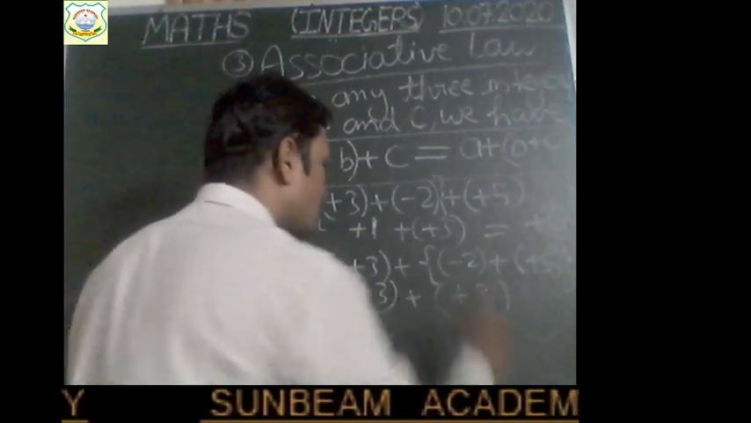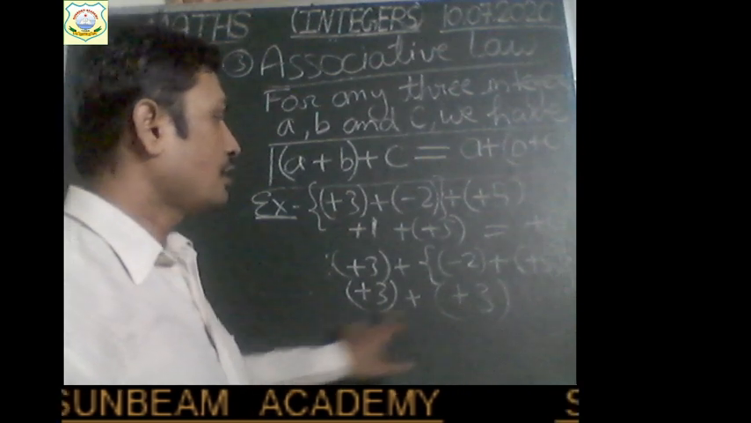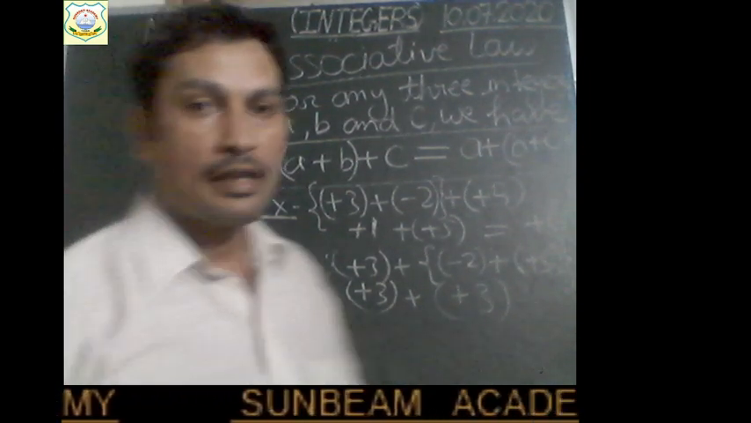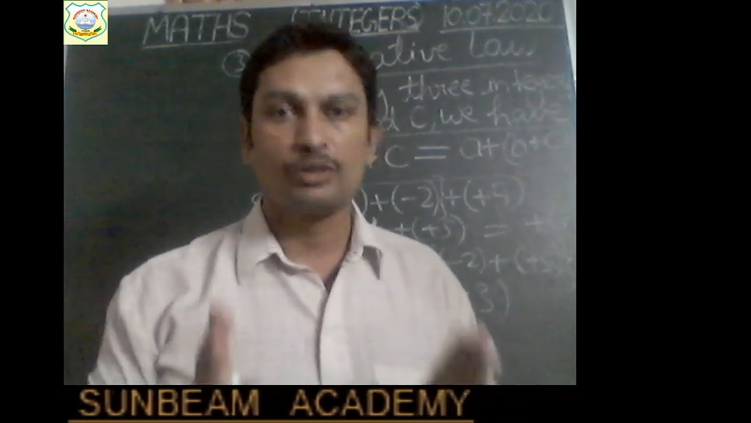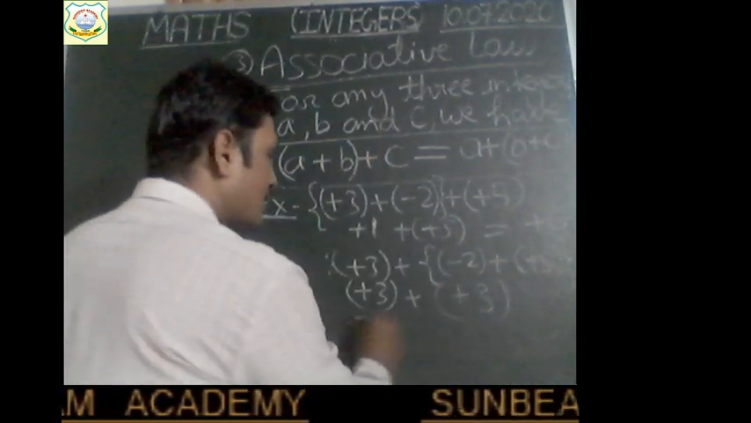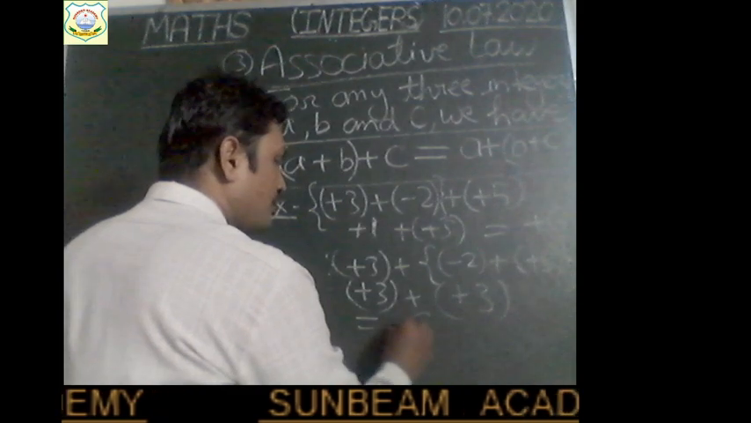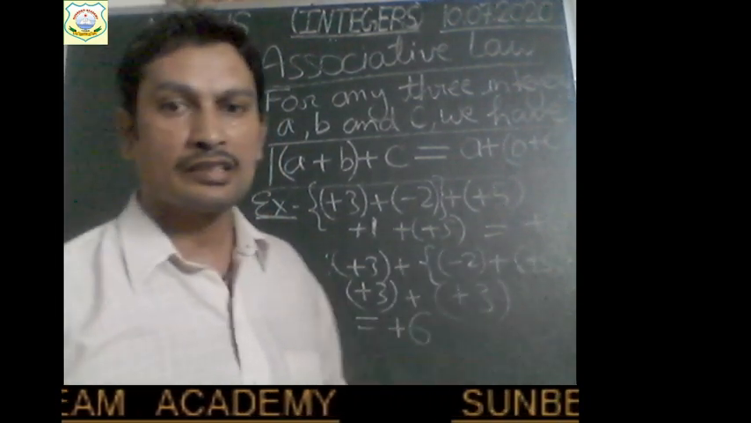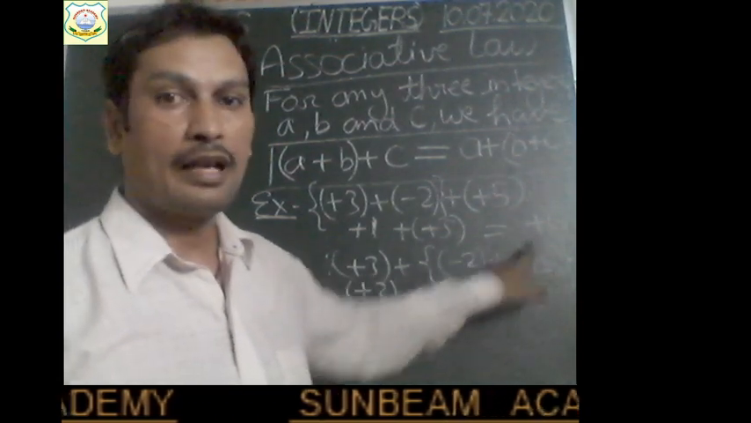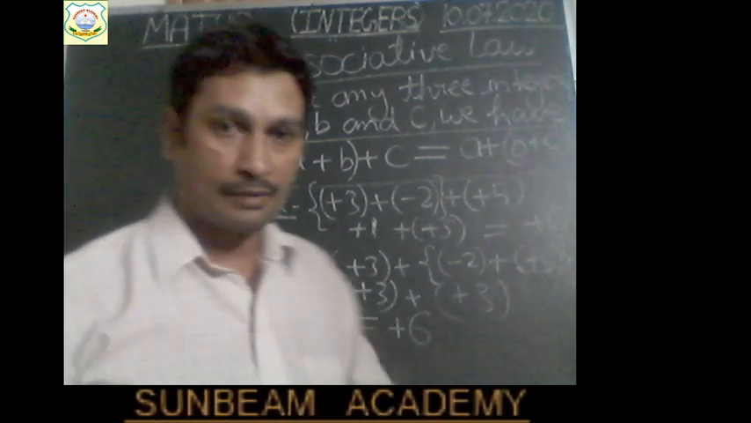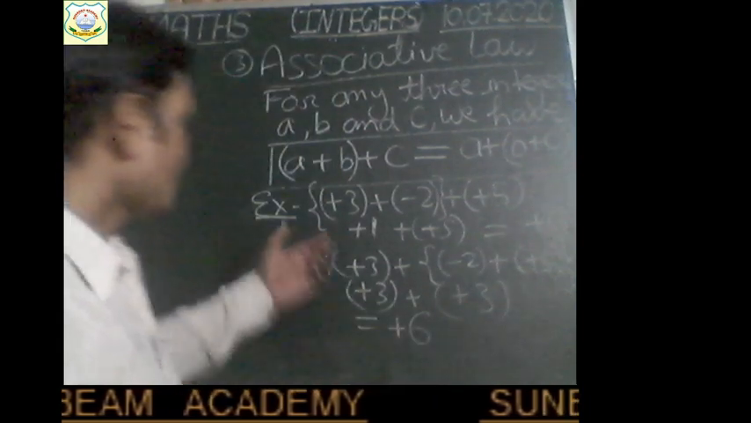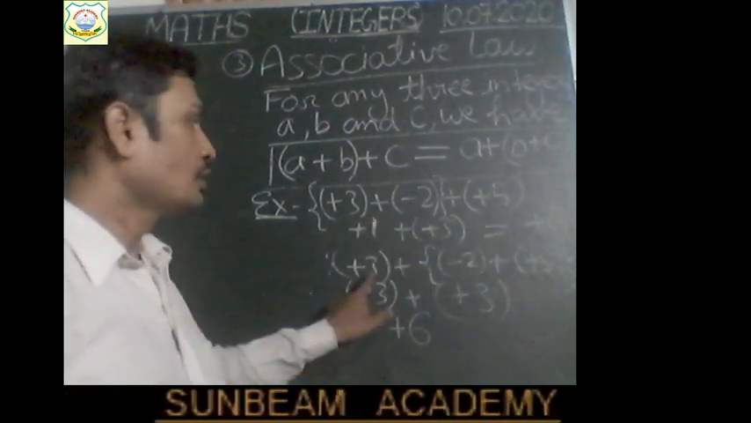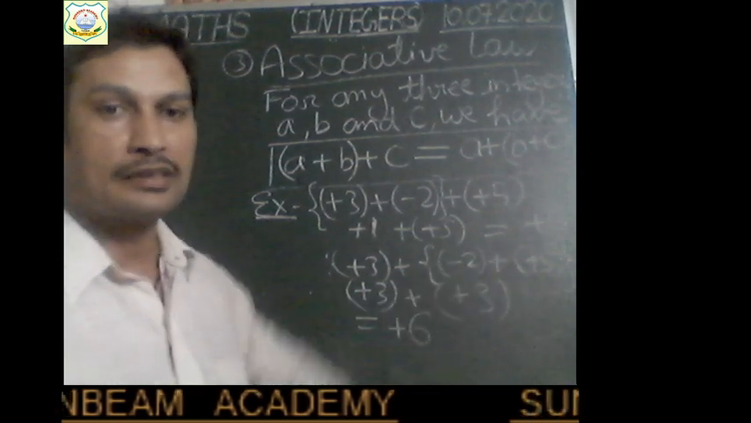So plus 3. Now plus 3 and plus 3 both are positive. So they will be added and the sum of positive integers is also positive. So we will add them. Plus 3 and plus 3 will give plus 6. So you can see, children, in both cases the results are the same. Plus 6 and plus 6 are both the same. So we can say that a plus b plus c is equal to a plus b plus c.